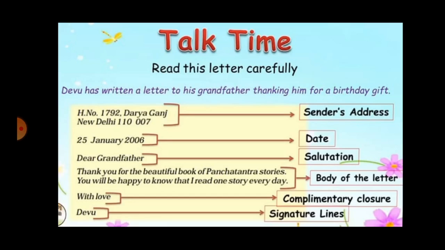Next, date. How the date is written? First the date, then month, and then year. So here 25 January 2006. Next, you have to write salutation. Salutation, that means greeting. Here, dear grandfather. As Devu is writing this letter to his grandfather, he will say, dear grandfather.